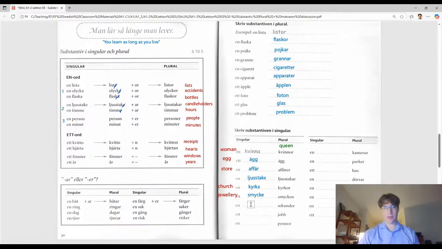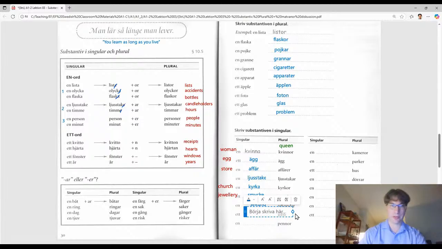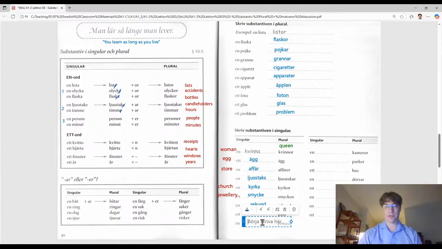And then we have sekunda, so that's an n word. So that's take away er, and then you get en sekund. Ett jobb, same as an ett, and ends on consonant, so it's going to be the same here. Ett jobb, många jobb, and pennor. Take away or, add a, so you get en penna.